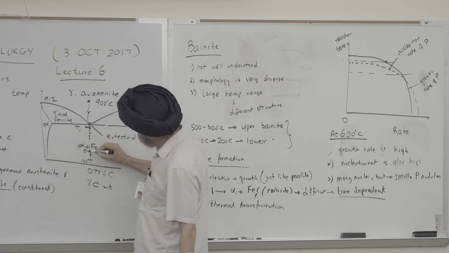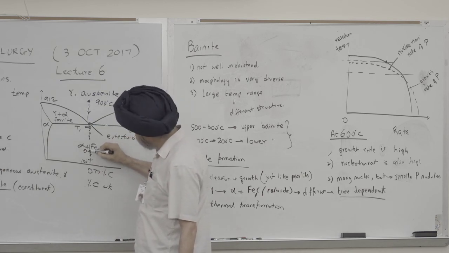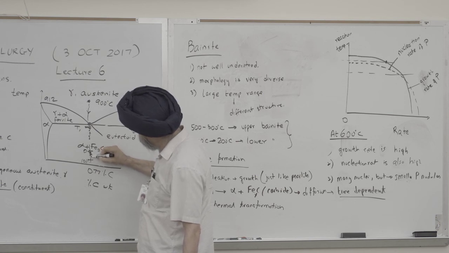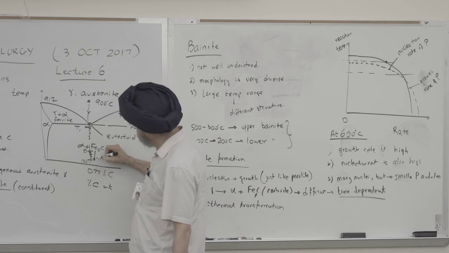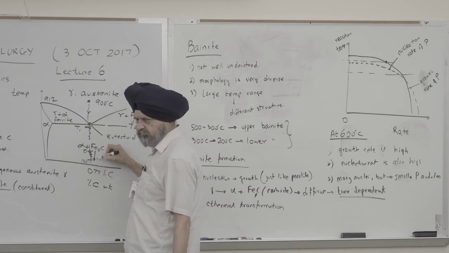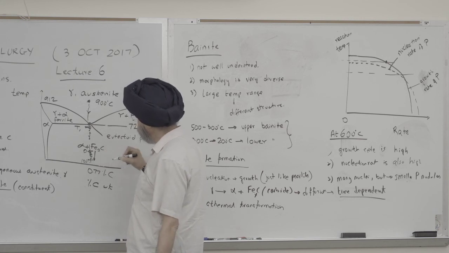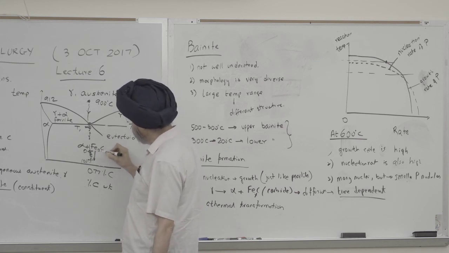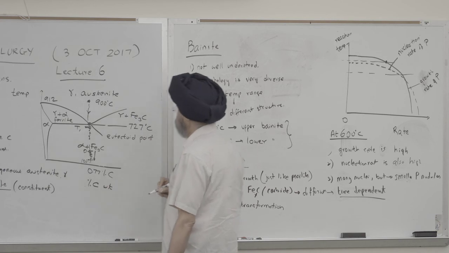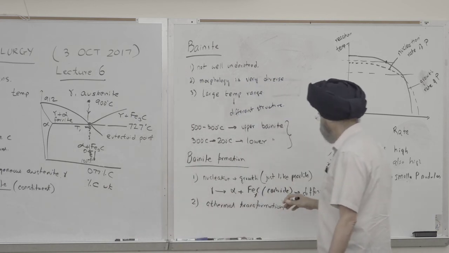So if you quench to this temperature, the reaction will not happen, but a little below, it'll go to 10% completion, 20%, 30%, 40%, 100% completion. So the reaction completion depends on temperature. So that's athermal. Whereas if the reaction completion depends on time, then it's isothermal. So this is athermal transformation.